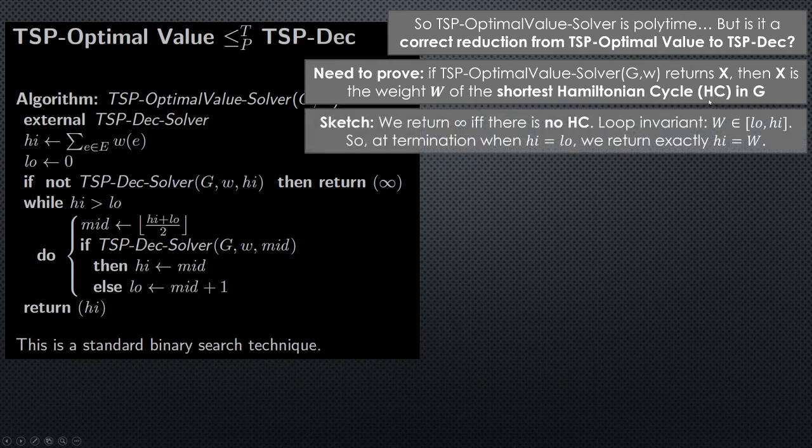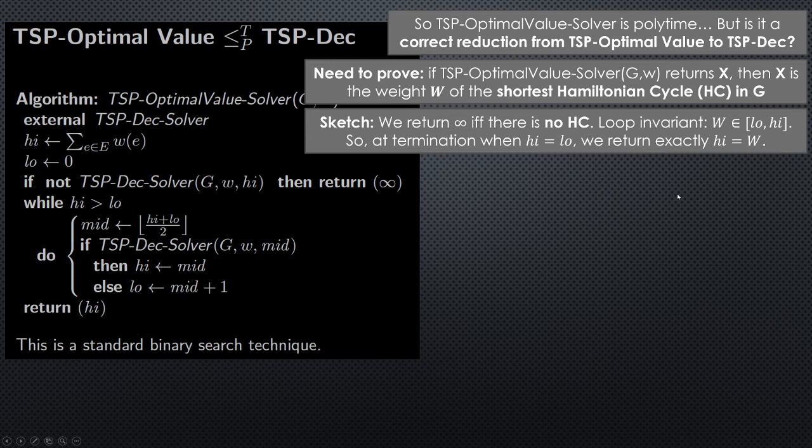Here's the proof sketch. If we return here, we return infinity. We're doing that because there's no HC, there's no Hamiltonian cycle. So that's correct to return that. And if there's no Hamiltonian cycle, the TSP decision solver will return false. So we will return infinity. So we return infinity if and only if there's no HC, no Hamiltonian cycle. So that's correct.